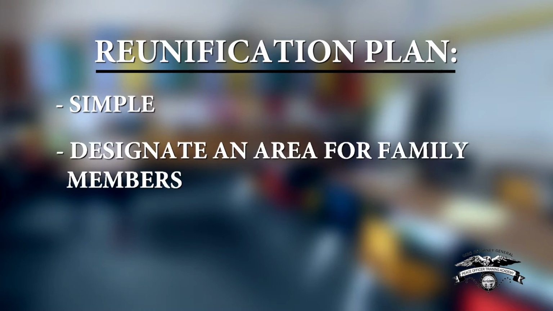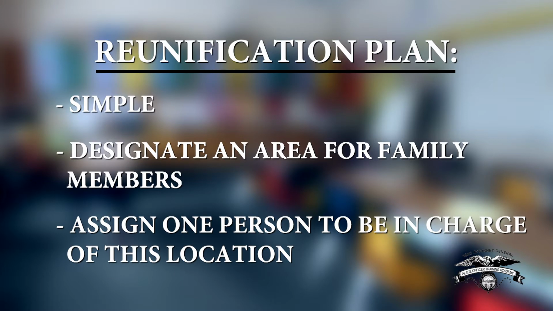Designate an area where family members can find out if their kids are okay. You'll want this area to be off limits to media so that families have privacy. Assign one person to be in charge of this location and to focus on staying up to date on the status of students. That person should also be trained in what information should be released and when.